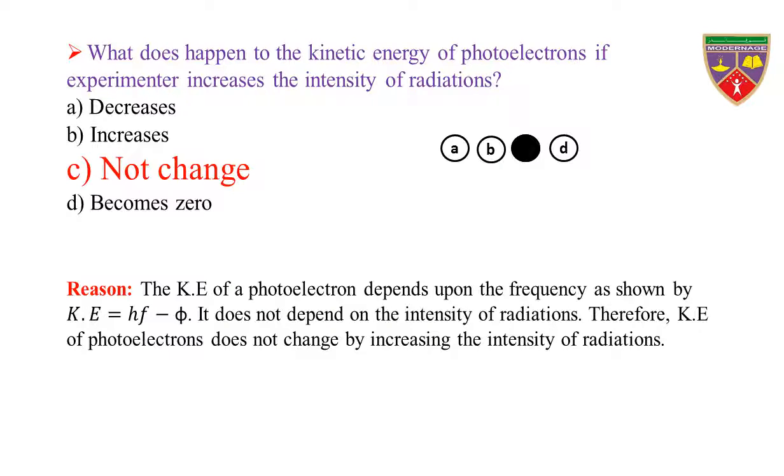Reason: the kinetic energy of a photoelectron depends upon the frequency, as shown by kinetic energy is equal to hf minus phi. It does not depend on the intensity of radiations. Therefore, kinetic energy of photoelectrons does not change by increasing the intensity of radiation. Hence, the kinetic energy does not change.